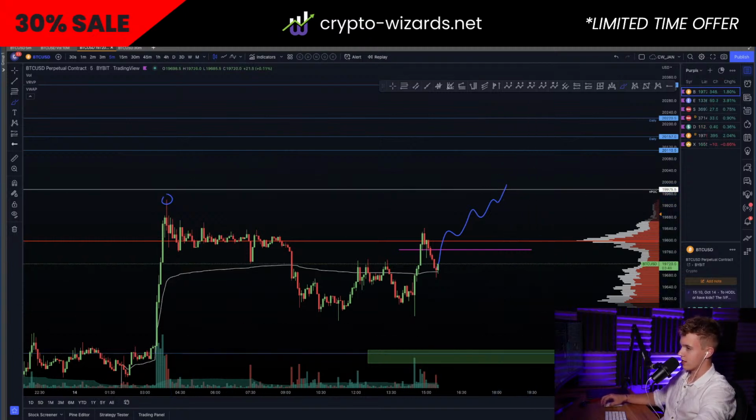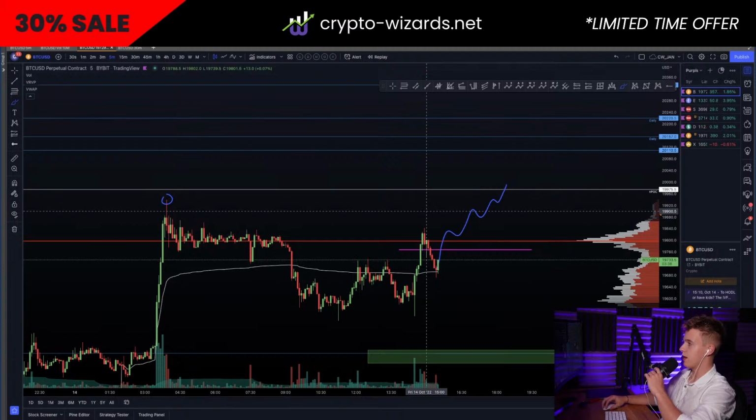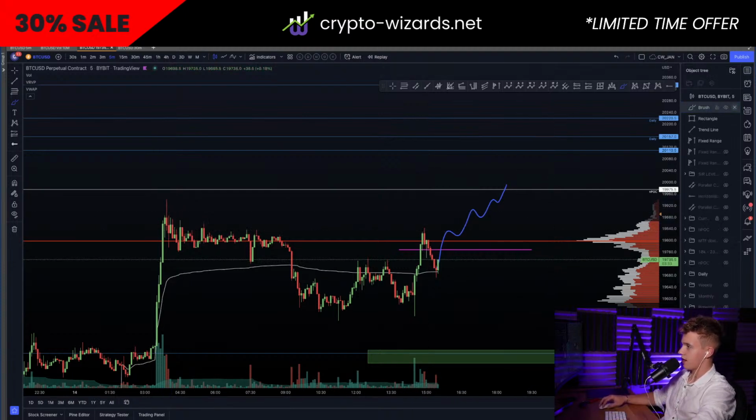But it's only once, or I would take short only once we created a swing failure pattern. If there won't be an SFP, I wouldn't be taking this setup. It's just not a high probability one.